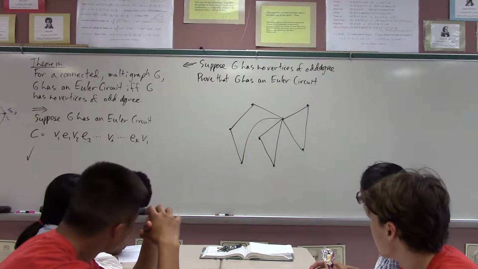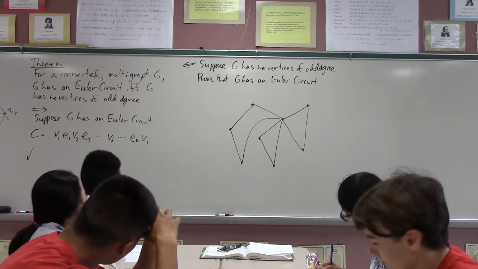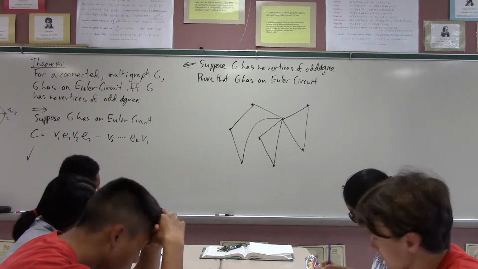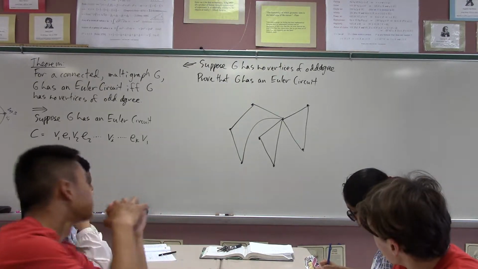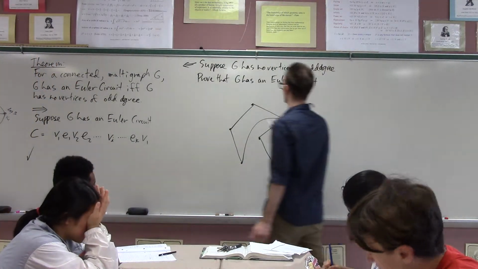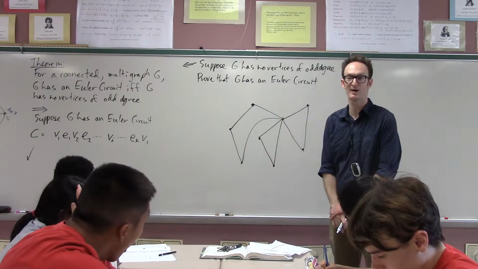Okay, great. Beautiful graph. Fact: all vertices have even degree. So according to this theorem, G should have an Euler circuit. Okay, how can we make an Euler circuit? Well, we can just start and go and it'll work, right? And just use up every edge.